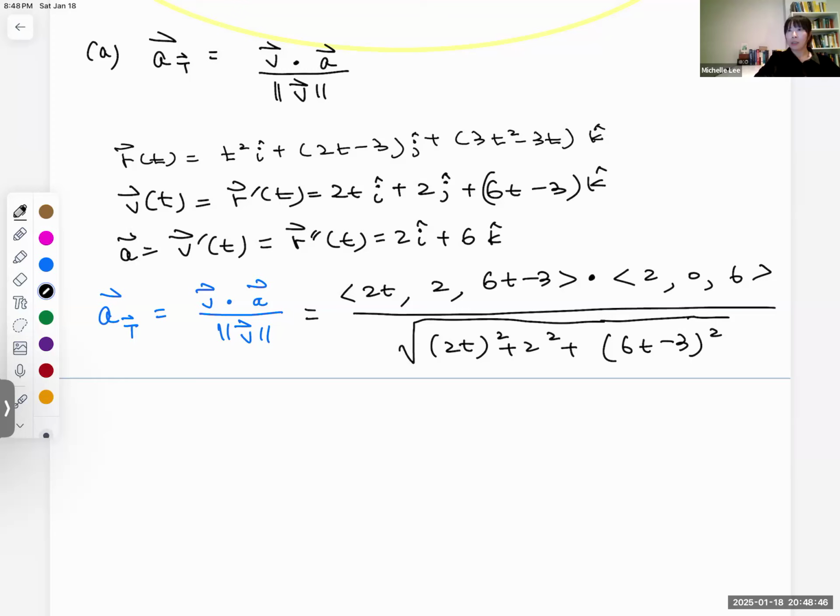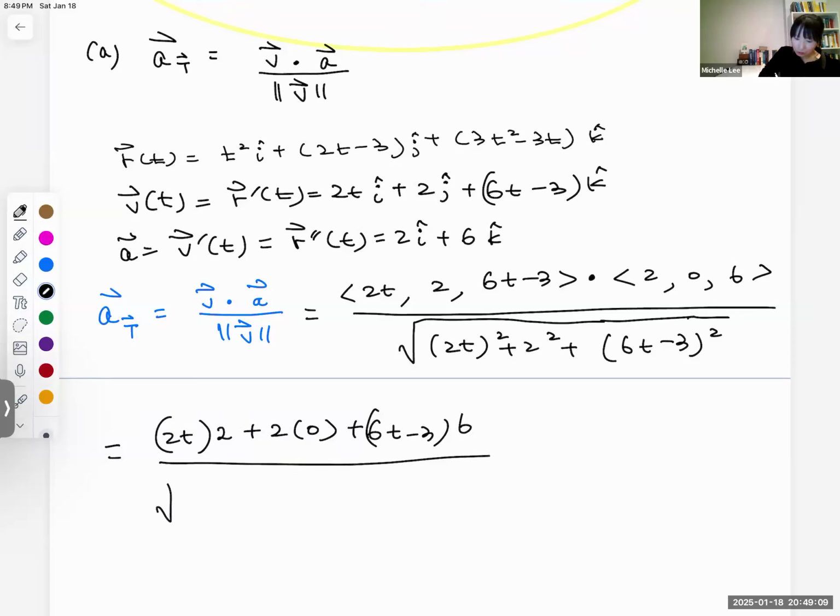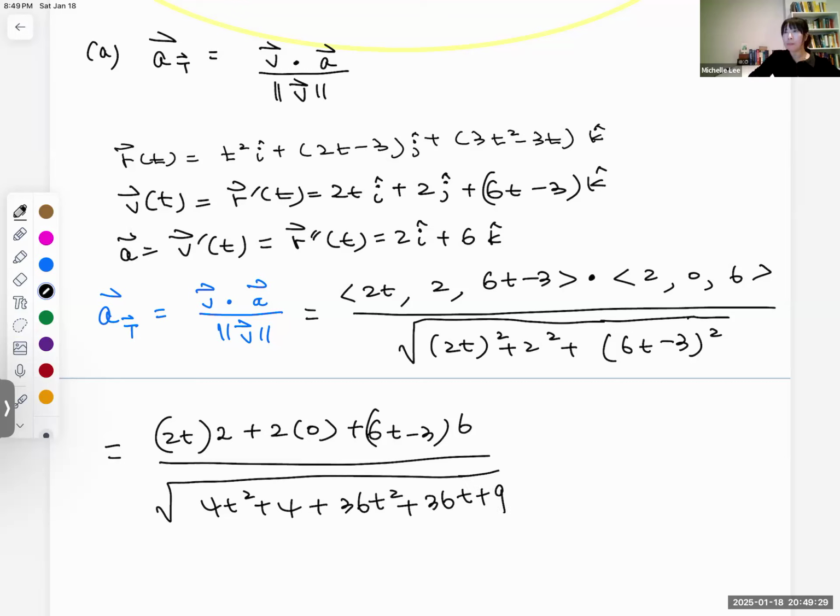Okay, let's do it. That will be 2t times 2 plus 2 times 0 plus (6t minus 3) times 6, all over the square root of 4t squared plus 4 plus 36t squared plus 12 times 3, 36t, plus 9, right? Please correct me if I make a mistake.